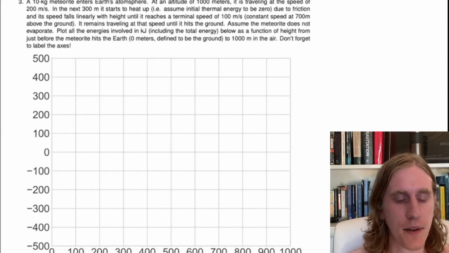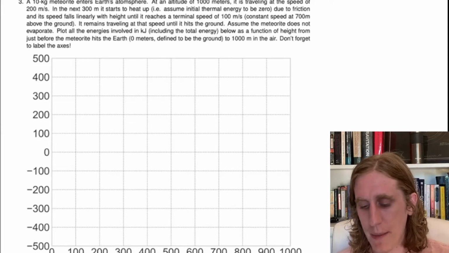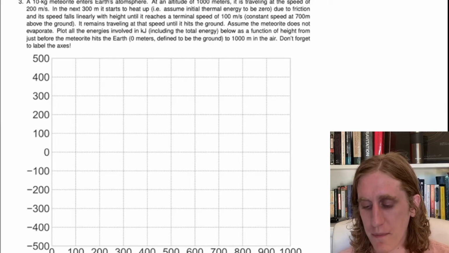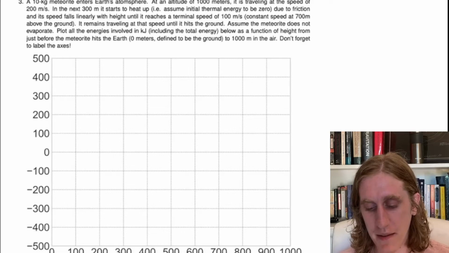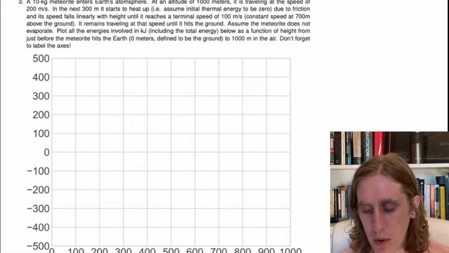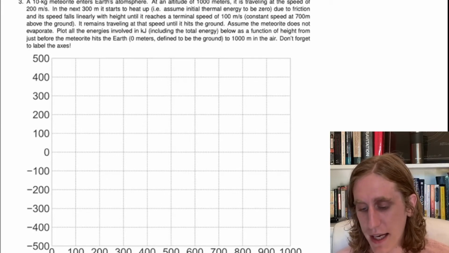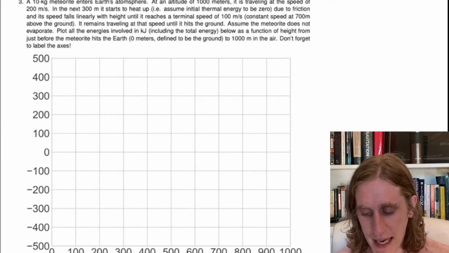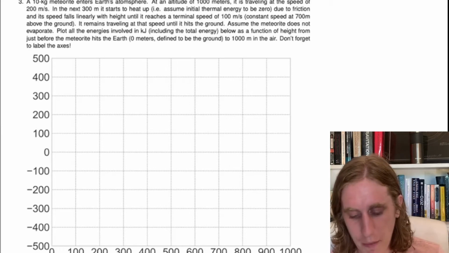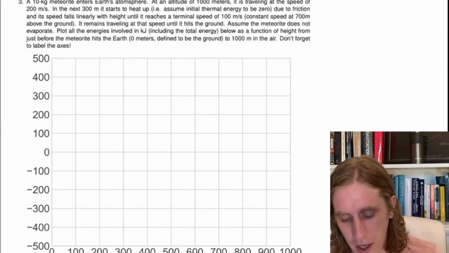Let's read it together. A 10-kilogram meteorite enters Earth's atmosphere. At an altitude of 1,000 meters, it is traveling at the speed of 200 meters per second. In the next 300 meters, it starts to heat up, i.e., assume initial thermal energy to be zero, due to friction, and its speed falls linearly with height until it reaches a terminal speed of 100 meters per second, constant speed at 700 meters above the ground. It remains traveling at that speed until it hits the ground. Assume the meteorite does not evaporate.